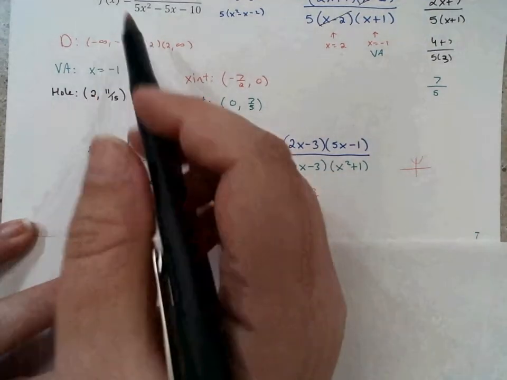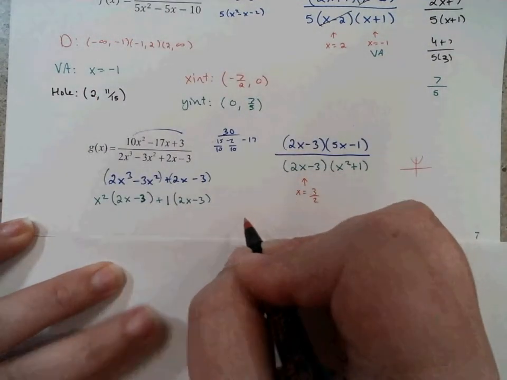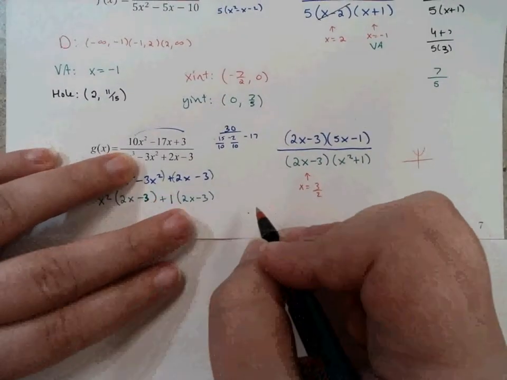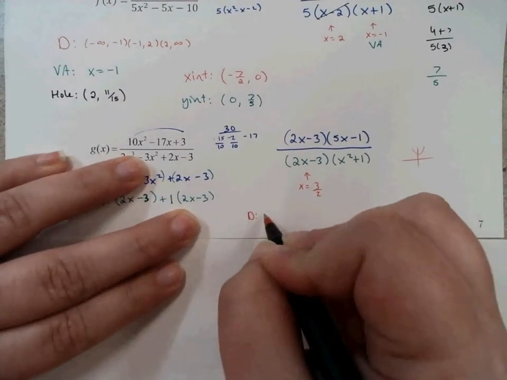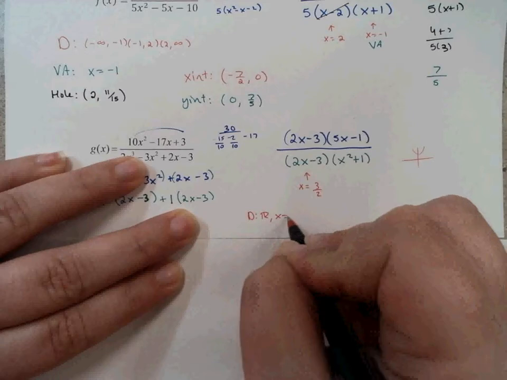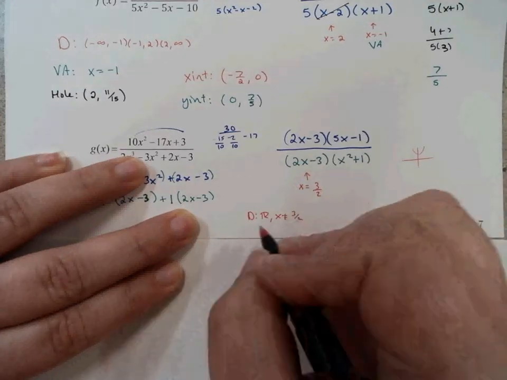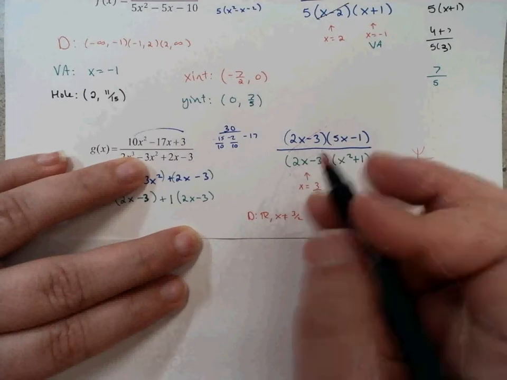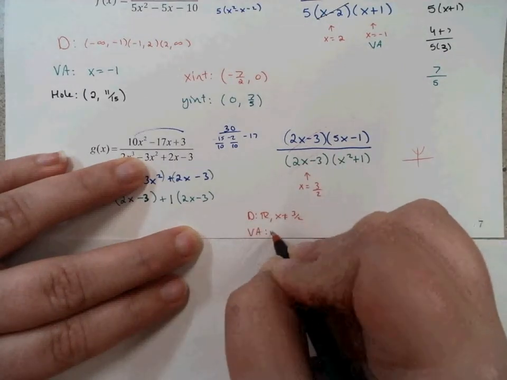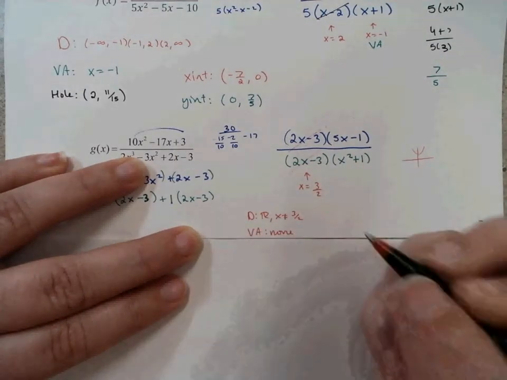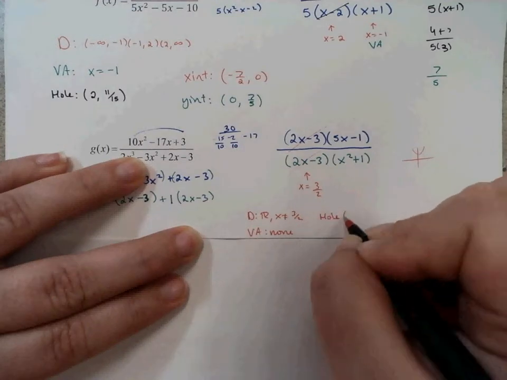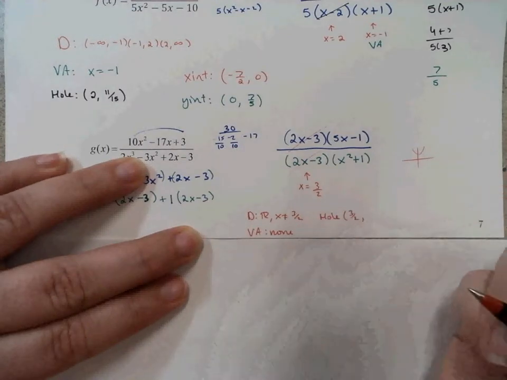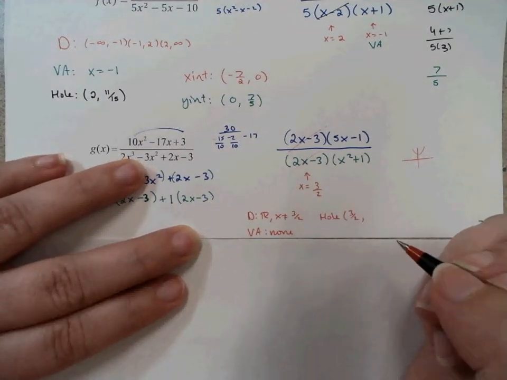Or I guess we could start with the initial thing, domain. The domain of this would be all real numbers, x cannot equal 3 halves. As to what that is, well, it's a common factor in the numerator and denominator, so we know there are no vertical asymptotes, and that it is in fact a hole in the graph. So then my question is, where, right?